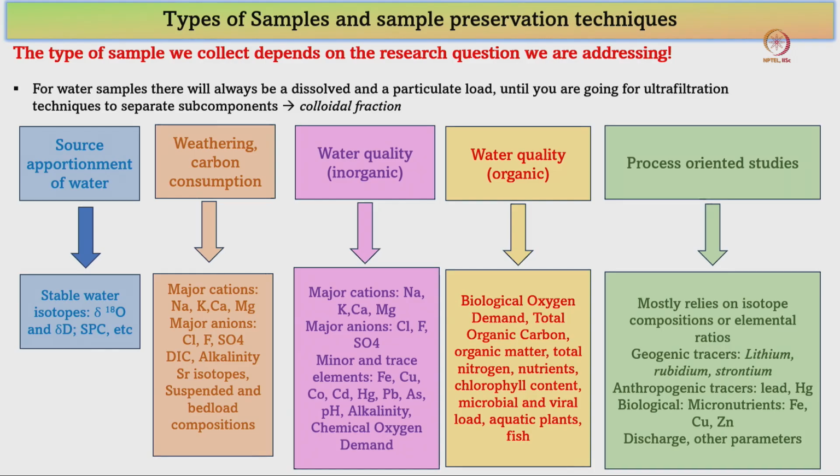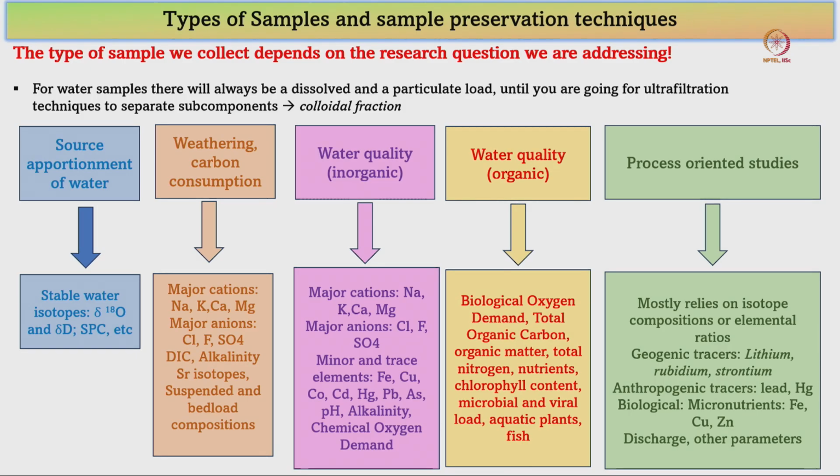Now, the type of sampling that we are going to do and the sample preservation techniques depend on the research question that we are going to address. If my scientific question is how much water is coming from the different sources, say for instance, I am taking a lake. Okay. In that lake, how much water is coming from groundwater, how much water is coming from rainfall.